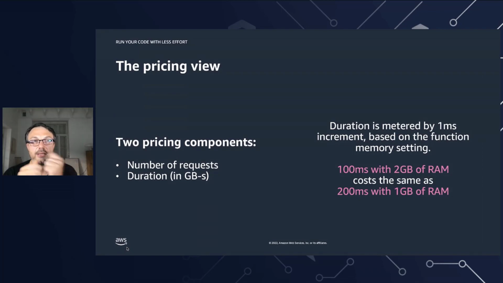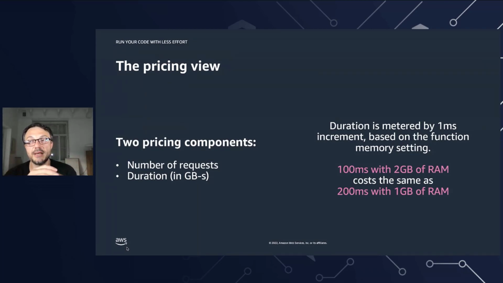If we look at pricing configuration and for what you pay here, you see that there are two main dimensions for the pricing in a Lambda function. The first is the number of requests. So the more requests you send, the more you will pay. And the second dimension is duration. And duration is measured in gigabyte-seconds. That means that the more memory you give and the longer your function is running, the more you will pay.